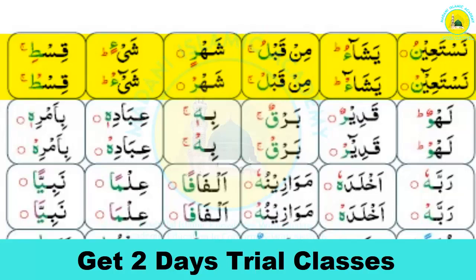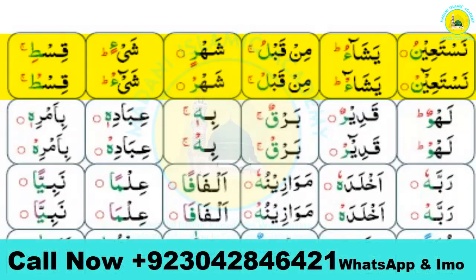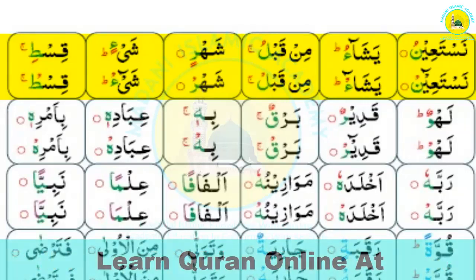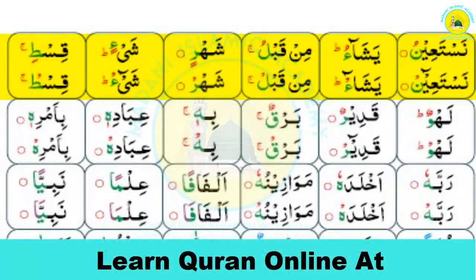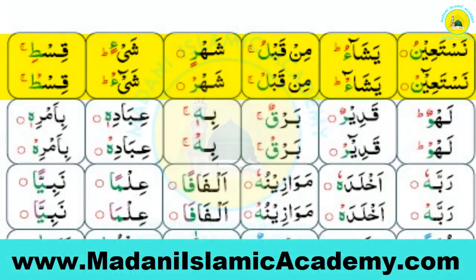Next one, min qablu. So noon gunna and ba qalqala. And then when you want to stop, min qabl. So the qaf, ba, lam all join together. Qaf, ba, lam, zabar, qabl. Min qabl. That is jim, waqf jaiz. So you can stop here or you can carry on, it's up to you.